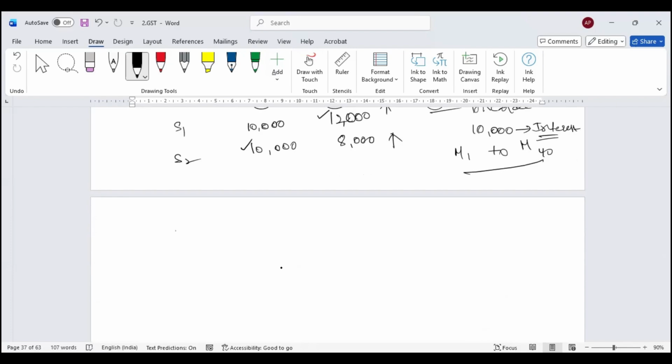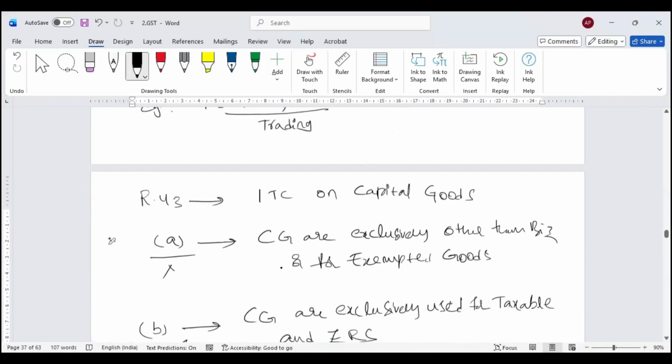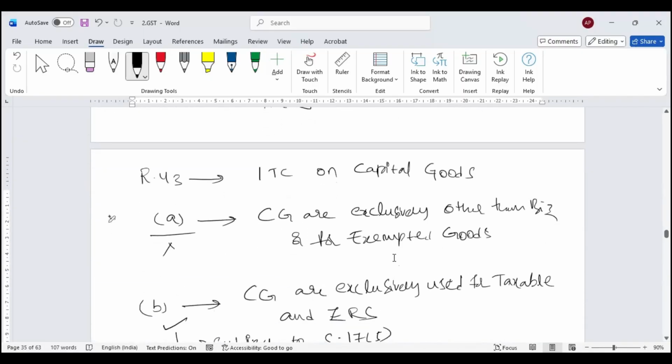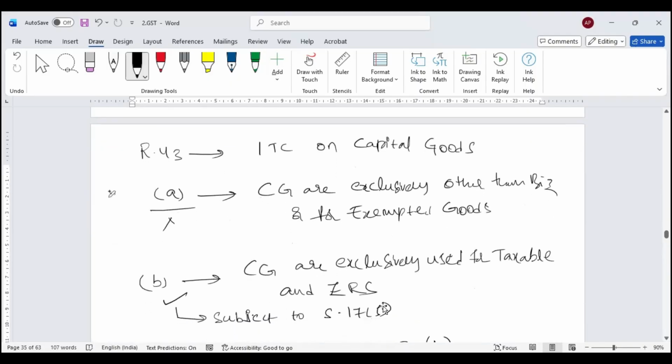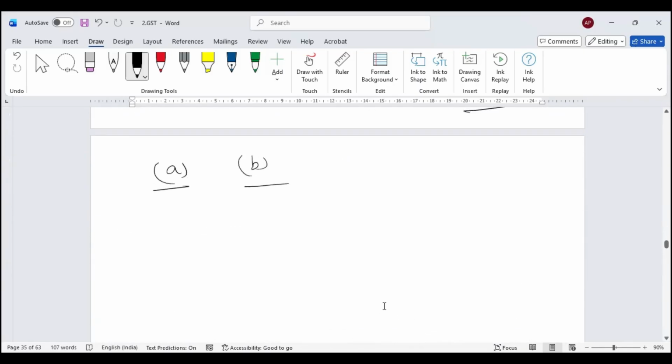I called category A, I've called category B. These are the two categories I've said. What is category A? Completely other than business, exempted. Remember, A is other than business, exempted. B is exclusive for taxable, exclusive for zero rated. So here, A, I'm saying, don't take. B, I'm saying, you take. Correct?